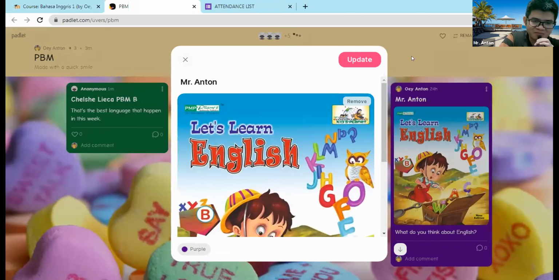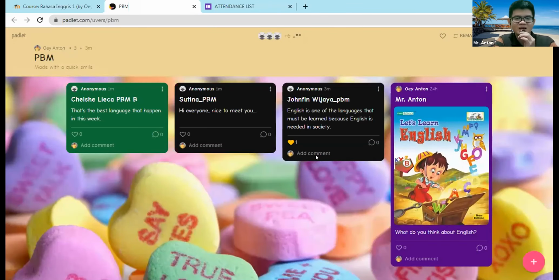The default is surely black. Okay, don't make everything black. Okay, I will give you the like. Hi everyone, Sutina, could you mind to change the language? Sure.